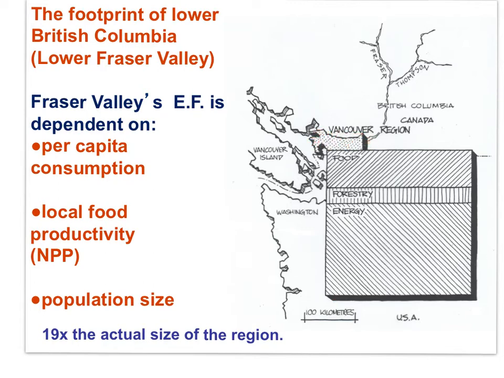The magnitude of the ecological footprint of a country or a region is dependent on per capita consumption. More consumption, the larger the footprint. Dependent on population size, more people equals more consumption, thus a larger footprint. And local productivity, NPP, because we would calculate the footprint in land area terms using local productivity values. The more productive the region, the smaller the footprint. The less productive the region, the larger the footprint.